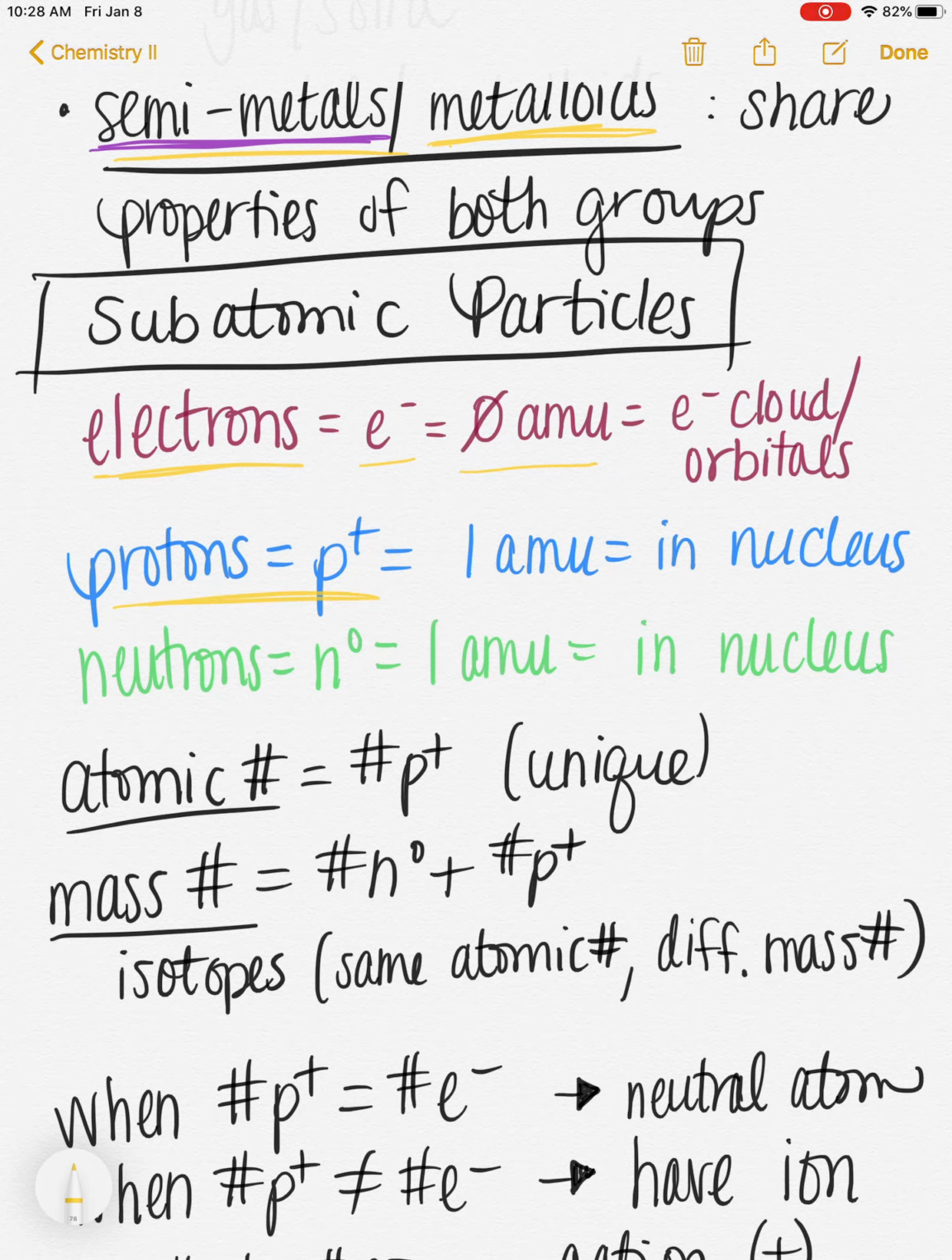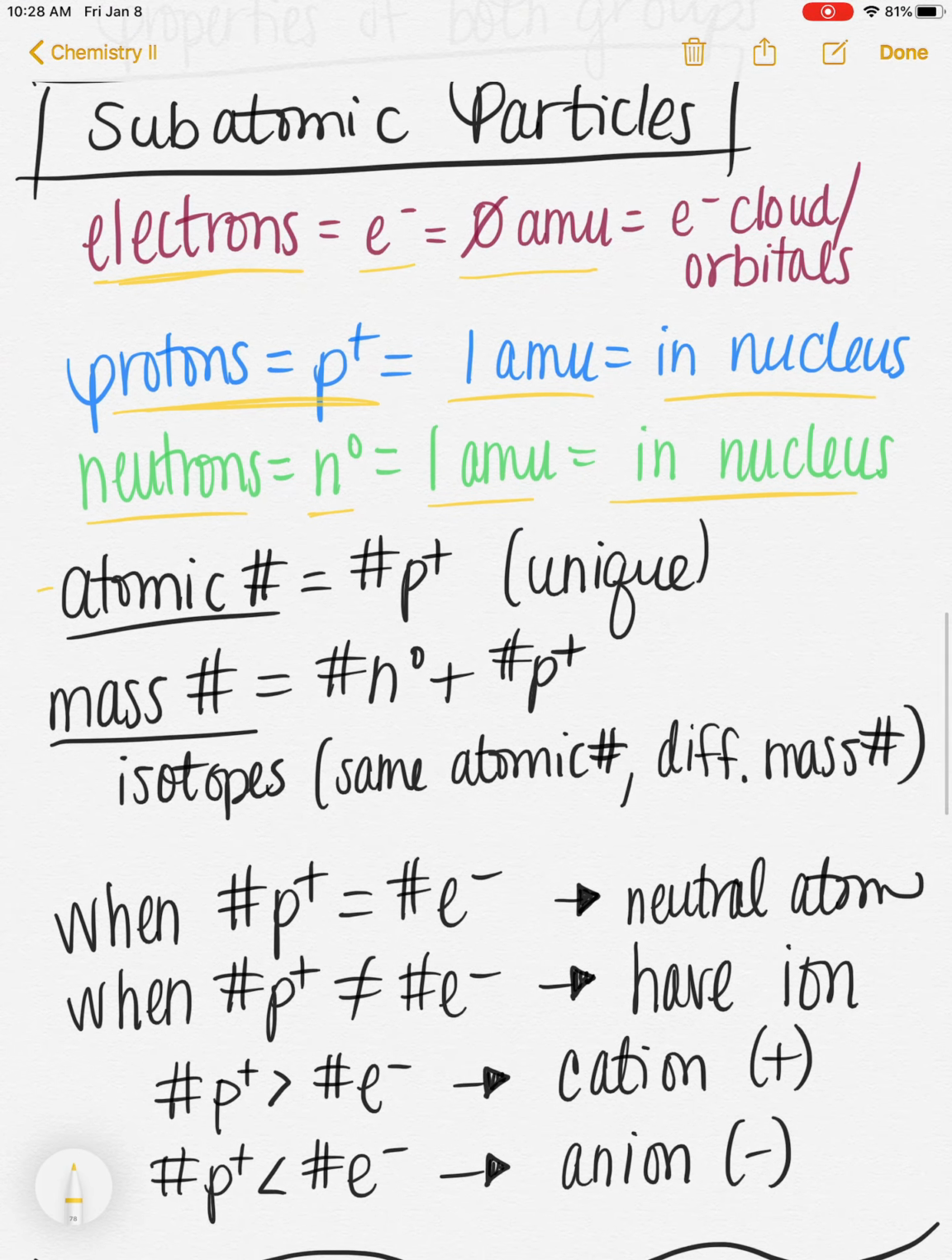Protons are the second type of subatomic particles. We give protons the symbol p positive because they are positive in charge. They have a mass of 1 AMU and they are located inside the nucleus. Neutrons are neutral, so they have the symbol n0. They have a mass of 1 AMU and they are found inside of the nucleus.